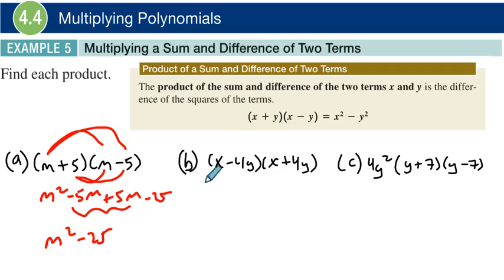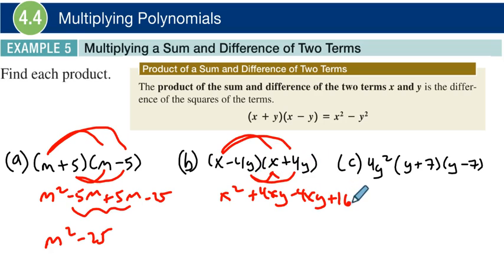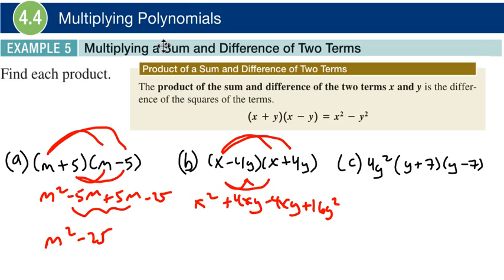Let me do that again over here. x times x is x squared. I'm just doing these quickly, and then I'm going to backtrack. Then x times 4y is a positive 4xy. And then negative 4y times x is a negative 4xy. Negative 4y times 4y is a positive 16y squared. Then we combine those together and get 0. So I have left x squared plus 16y squared.